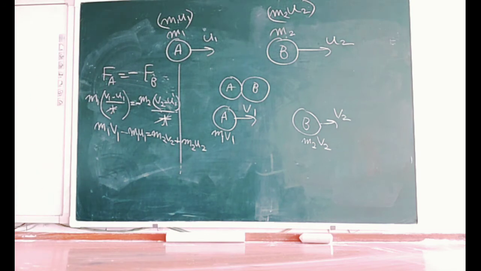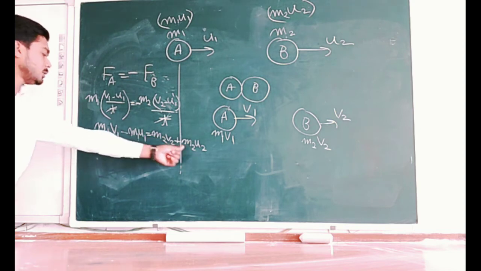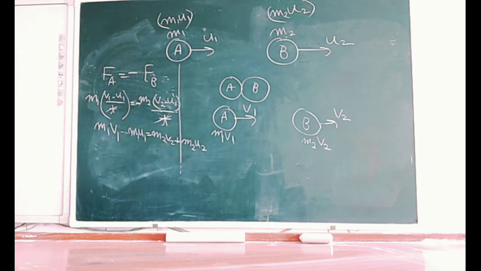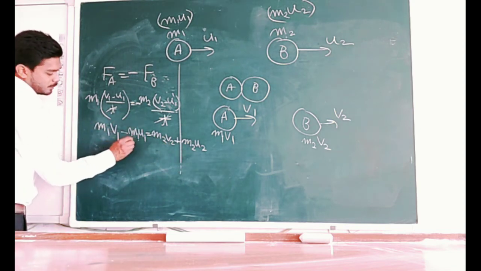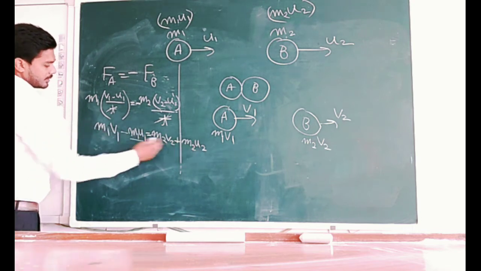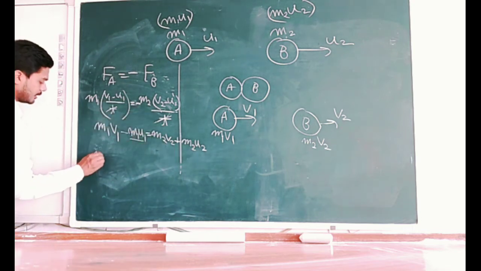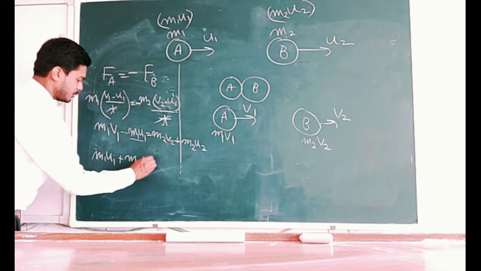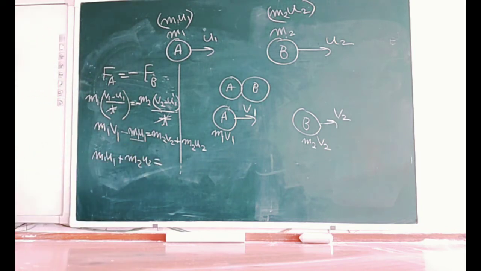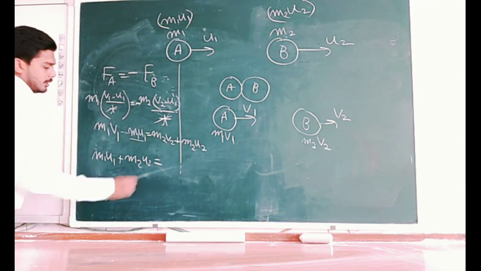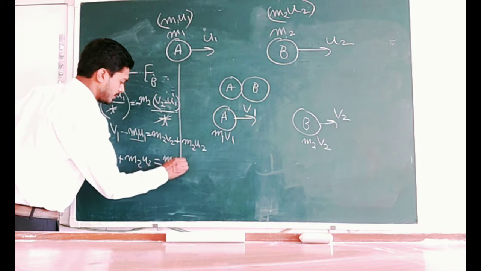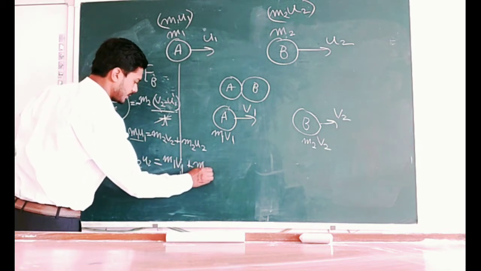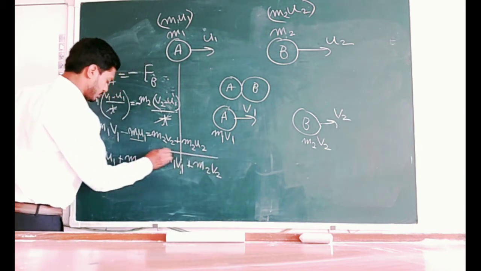Now here we are combining the terms u1 and u2 together, and v1 and v2 together. Then when you put the u1 term on the other side, you will get m1 u1 plus m2 u2 is equal to, and keeping these two terms v1 and v2 together, you will get m1 v1 plus m2 v2.